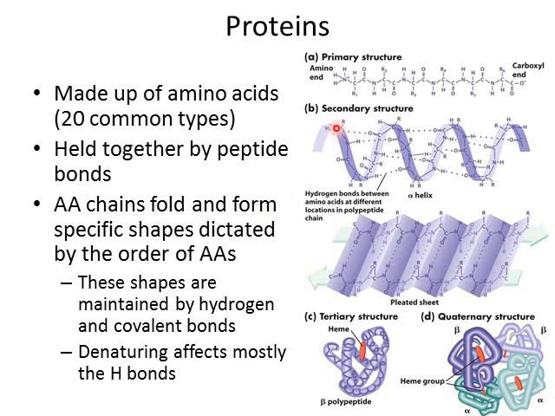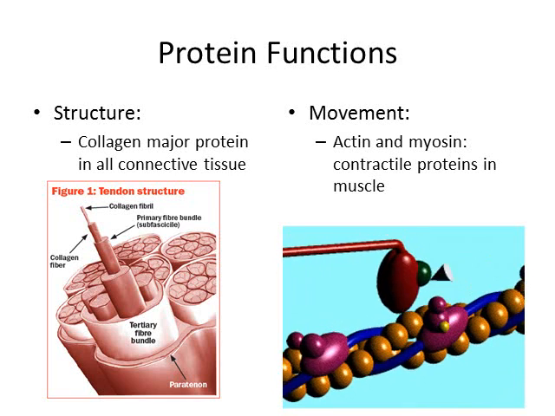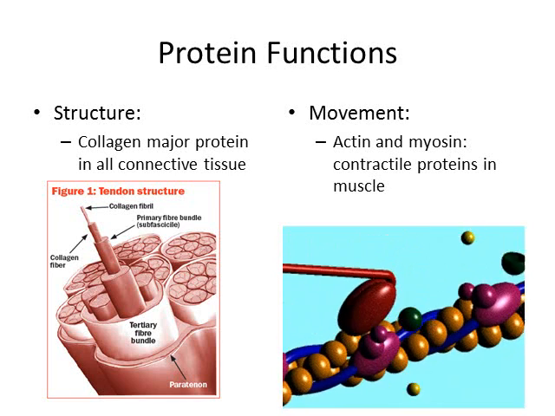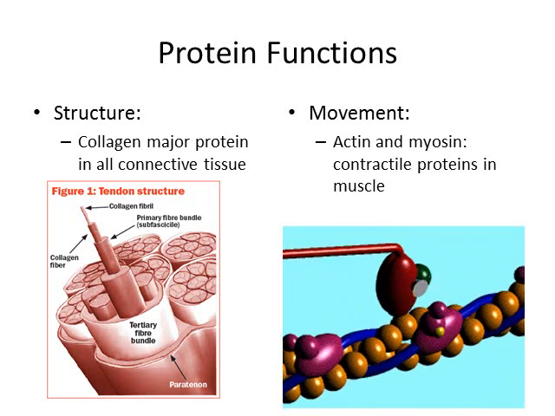We know that amino acid chains come together and fold and form different shapes based on the properties of adjacent or nearby amino acids, and mostly these hydrogen bonds holding them together. So these shapes are maintained by hydrogen bonds and covalent bonds. Denaturing of proteins due to high heat or chemicals or pH imbalances affects mostly these hydrogen bonds. So we're going to look at some examples of proteins that illustrate the different functions of proteins.